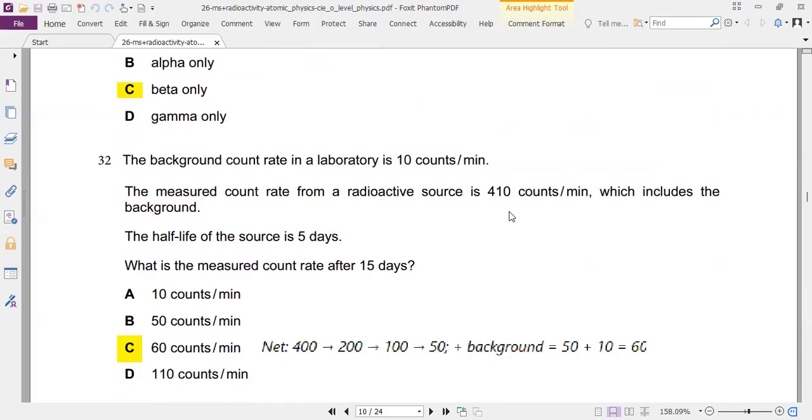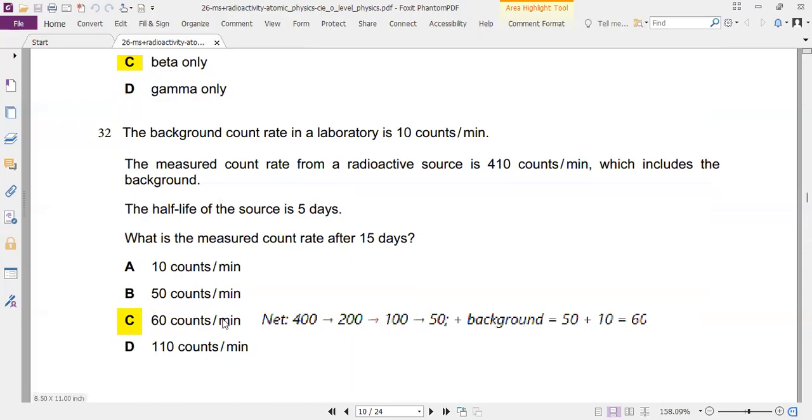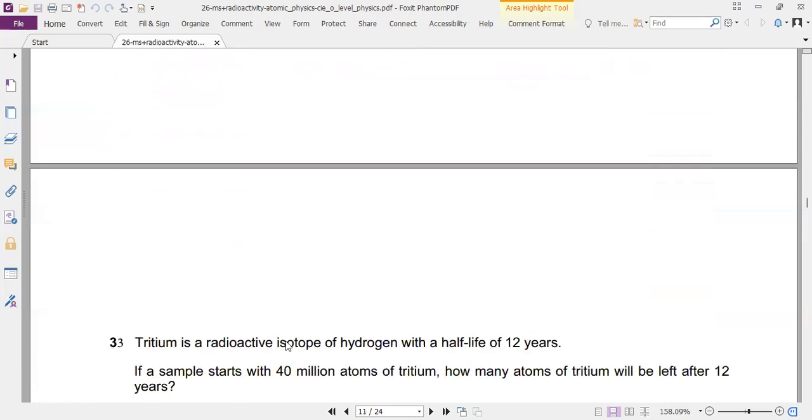Background is 10 and count is 410. So that means we will be subtracting 10 from 410 to get 400. Half-life is 5 days, so 15 days means 3 half-lives. So go down 3: 400, 200, 100, 50. And that means background plus added. So it is 50 plus 10. 60. 60 is the correct choice.